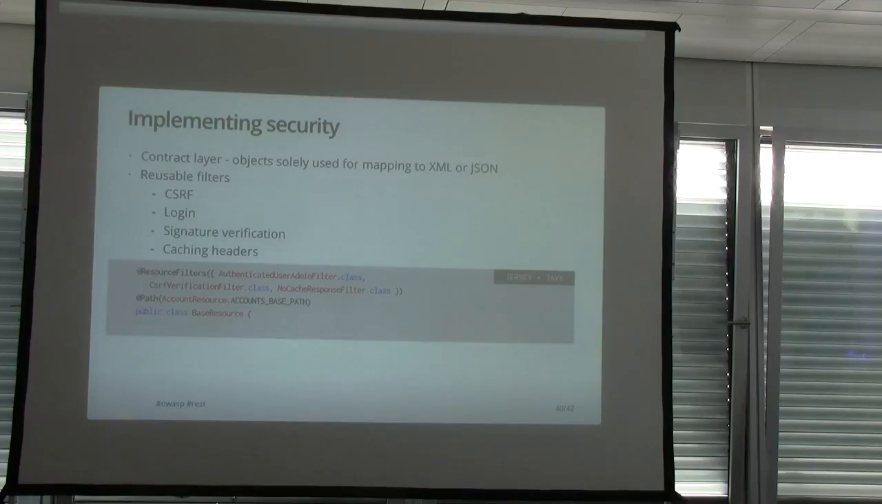And here's an example with Jersey in Java, where you can, on a class that's defining a sort of base resource that all other resources or all other services are inheriting from, add the filters that you want to apply to all of them. So here I'm adding an authenticated admin filter, a CSRF verification filter, and a no-cache response filter, and all services that inherit this base resource class will have these filters applied. Which is effective, because now I don't have to think about it every time I build a new service, that oh, I have to remember to add all these checks or all these filters. Now they're there by default, and I have to turn them off. So it's sort of a whitelisting approach instead of a blacklisting approach.